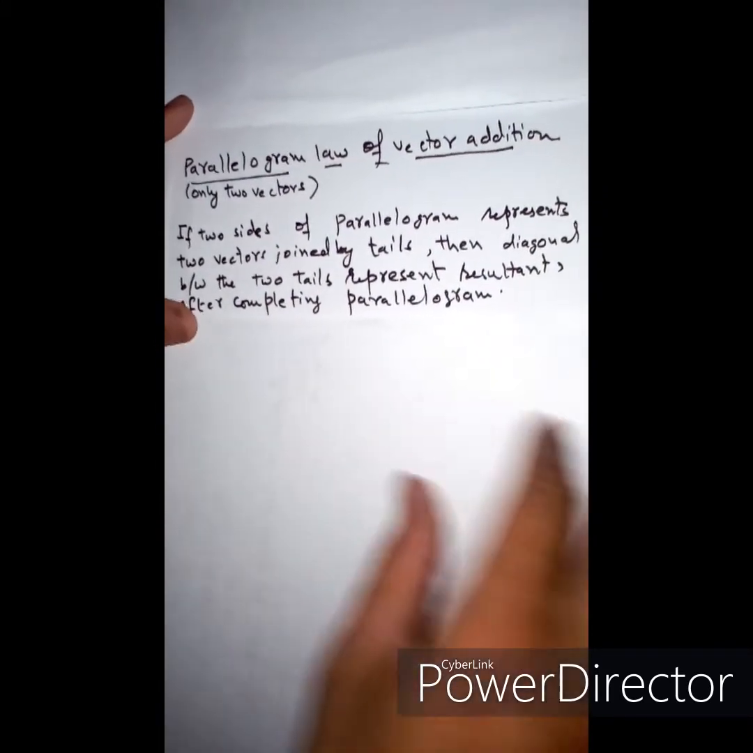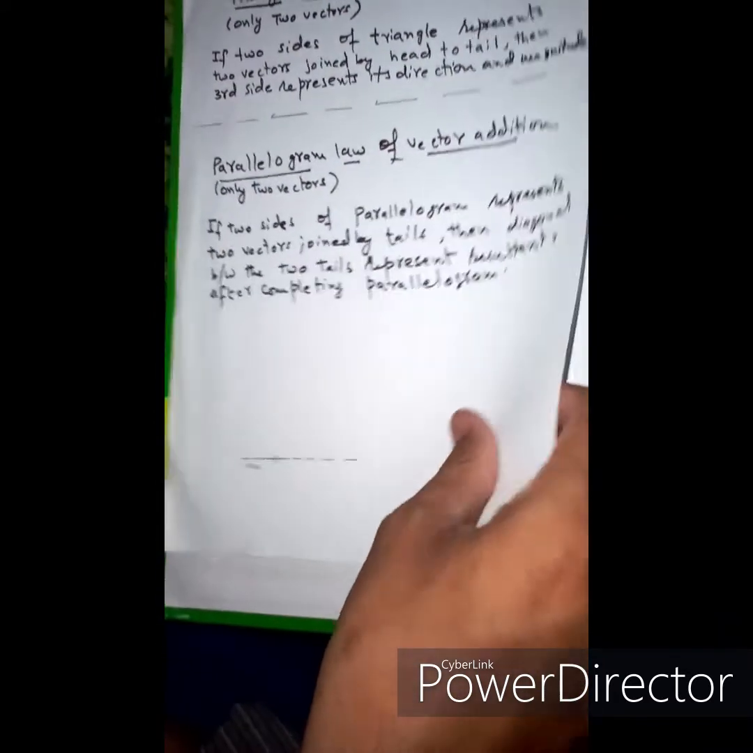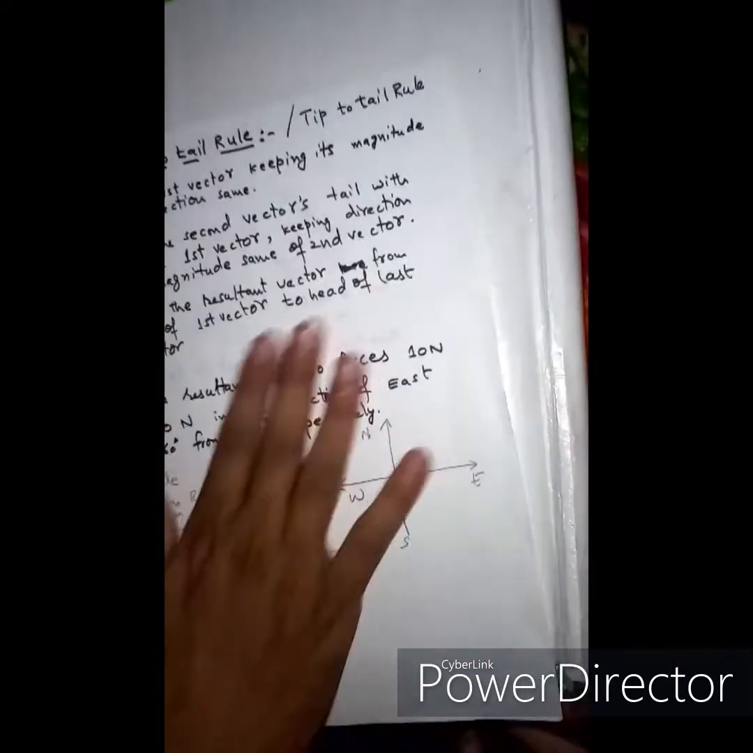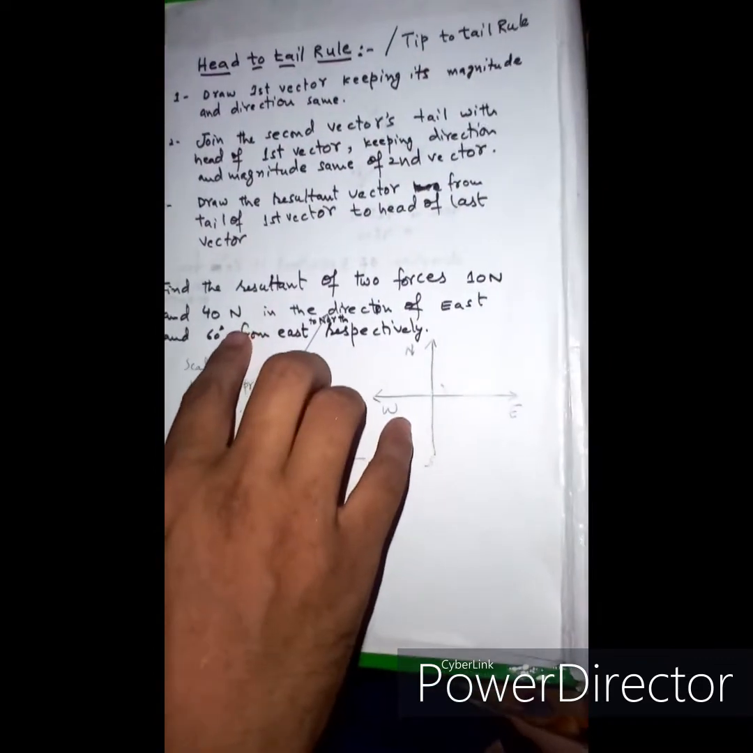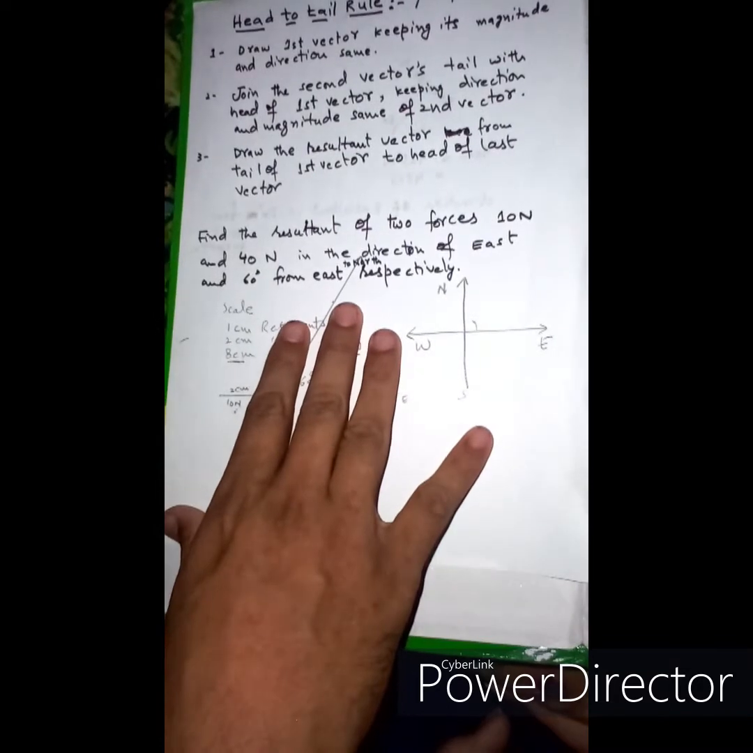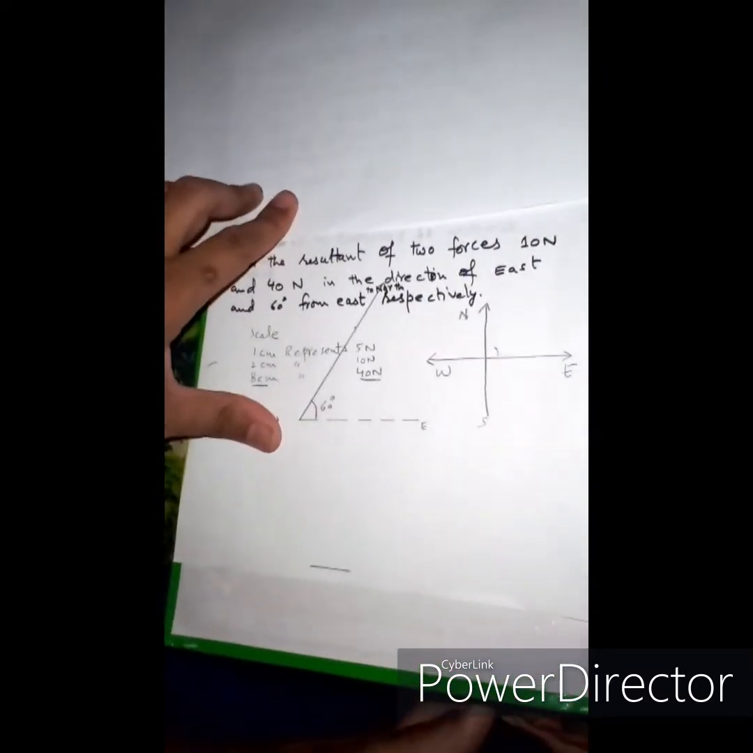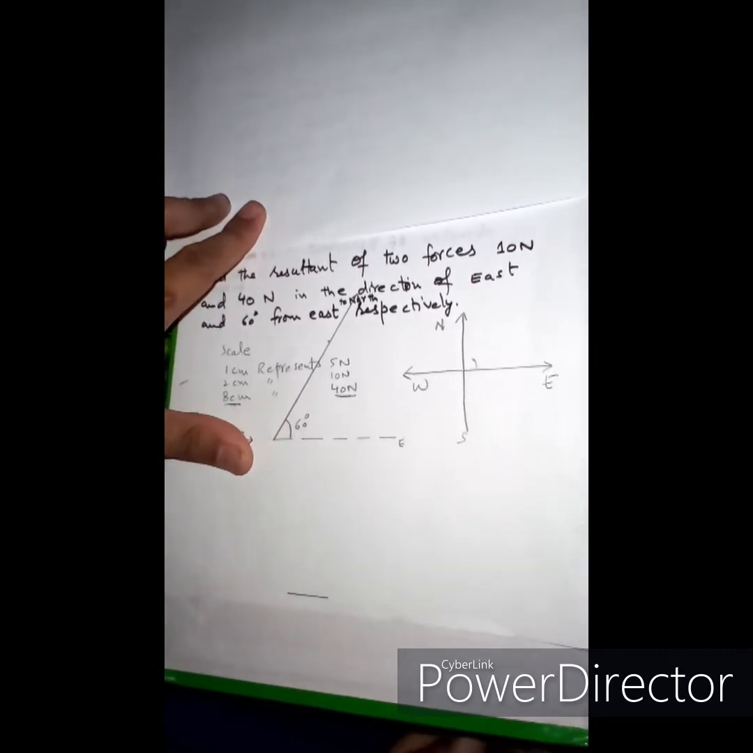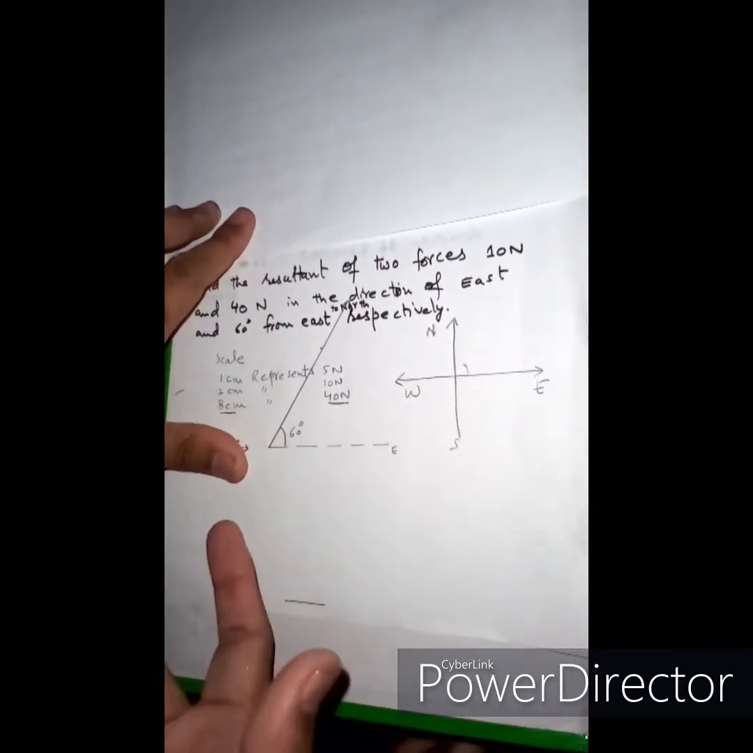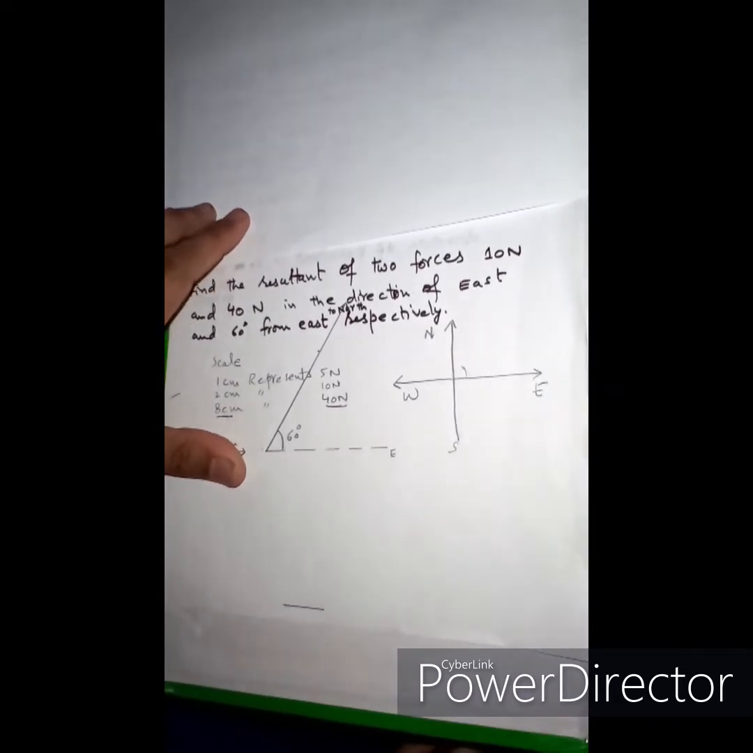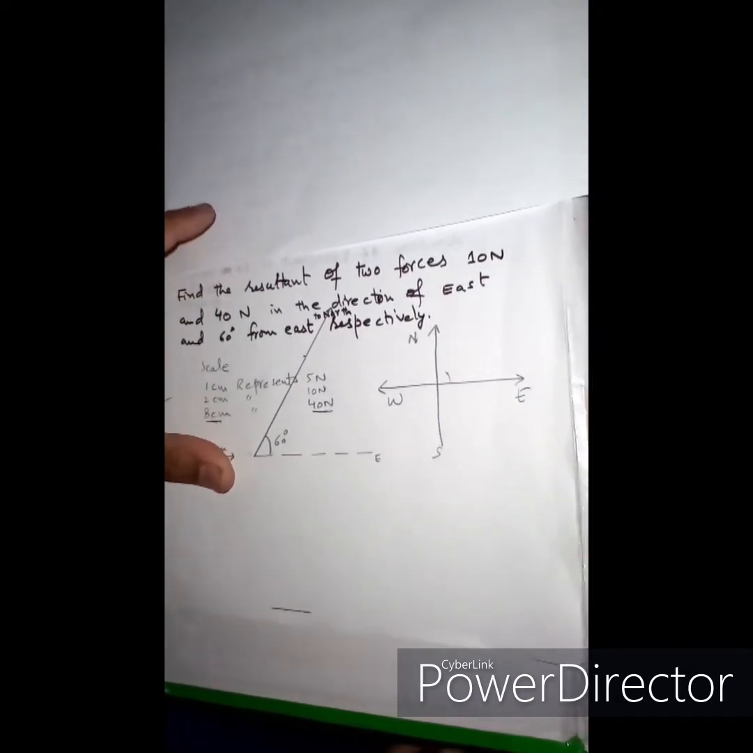We are going to use the same two vectors that we used in the previous lecture. Why are we using the same example in each case, in the head to tail rule, the triangle law of vector addition, and the parallelogram law of vector addition? Because we are getting the same result. To prove it, whether we use the head to tail rule, the triangle law, or the parallelogram law of vector addition, we will get exactly the same result.